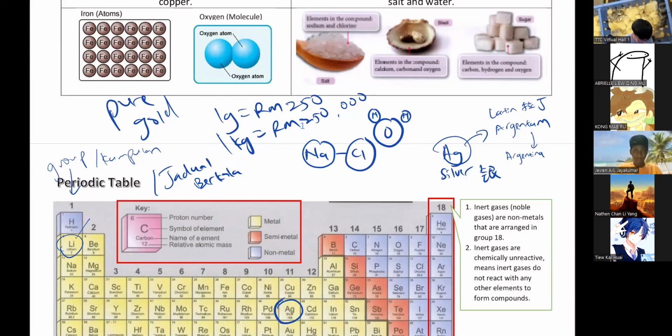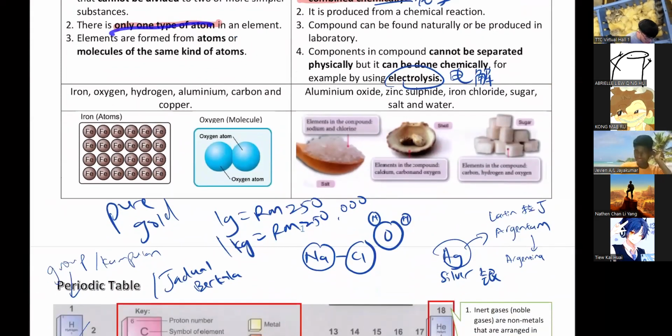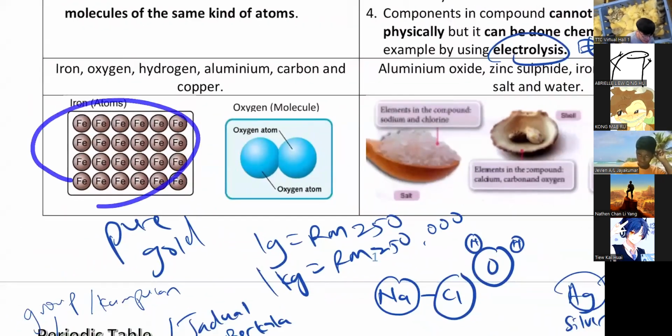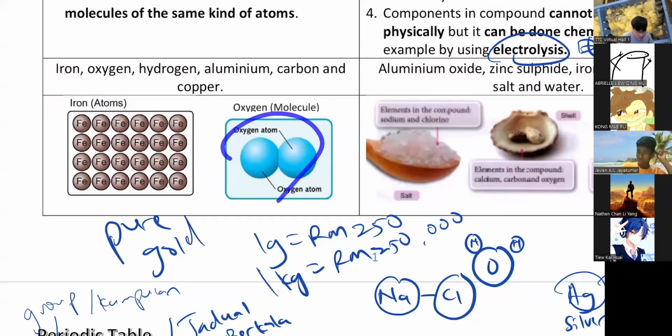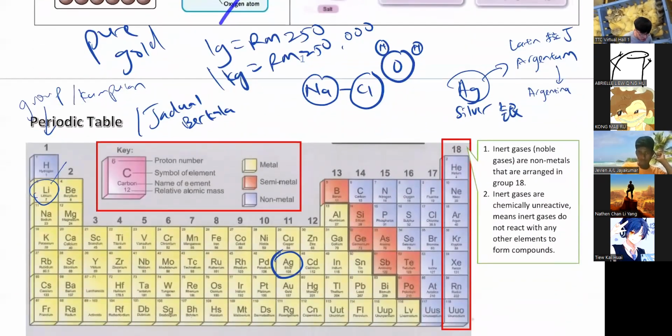Wow, the flex though. Pure gold. So this is why gold is an element. It's a very expensive element. They are only made from one type of atom. For example, iron is an element. If you have an iron bar, it's made from 100% iron atom. If you have oxygen, they are 100% oxygen molecule, pure oxygen.